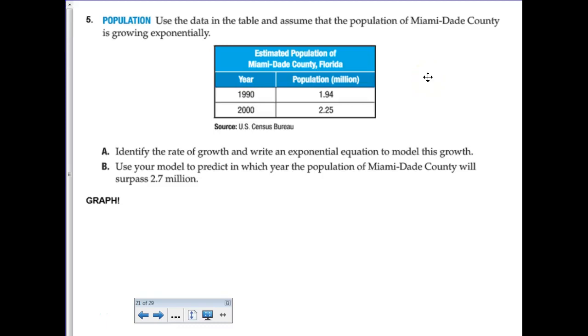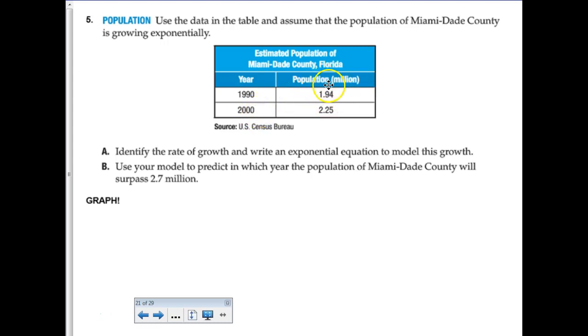So still on worksheet 2B, we have one last application. It has some data written in a chart that tells you the population of Miami-Dade County, and it does tell you it's growing exponentially. So it gives you 2 data points, which frankly is not enough to do any statistical analysis, but whatever. So it starts in the year 1990, and then they have another data point collection a decade later at the year 2000.